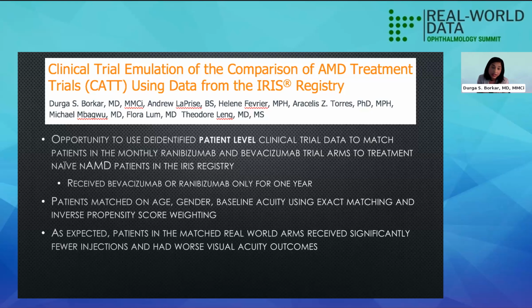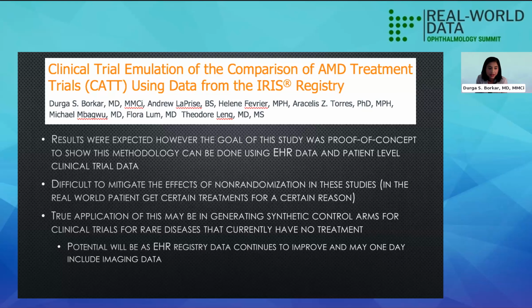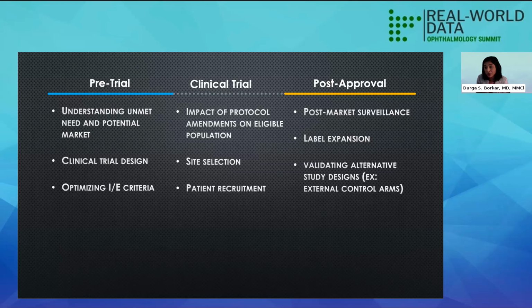So this is an example of a study that we did using the IRIS registry, where we actually used patient-level data to match patients in the IRIS registry to patients in the CAT trial on a patient level. We used various methodologies. Our results were sort of as expected. We saw that patients in these matched real-world arms received significantly fewer injections and had worse visual acuity outcomes. But I think the takeaway here is that this methodology can really be used in generating synthetic control arms for clinical trials for rare diseases or diseases that currently have no treatment or limited treatment. So I'd urge you, when we think about clinical trials and real-world data, to not think of them as mutually exclusive.